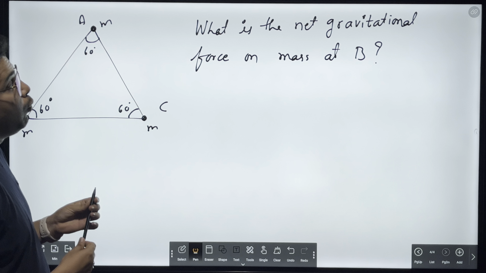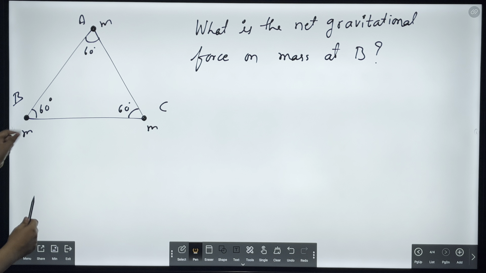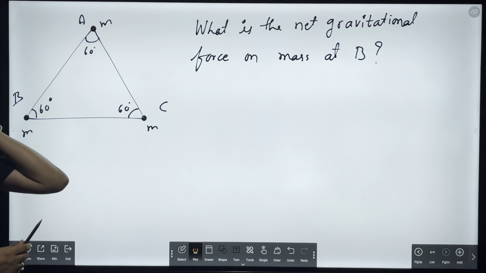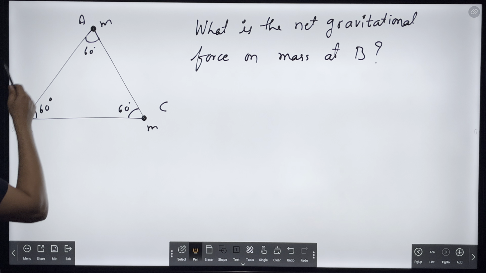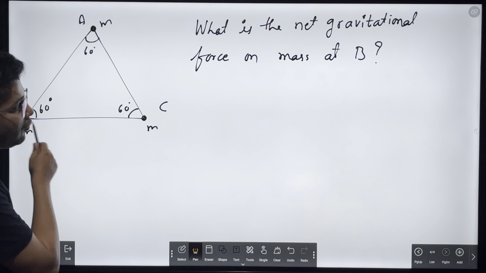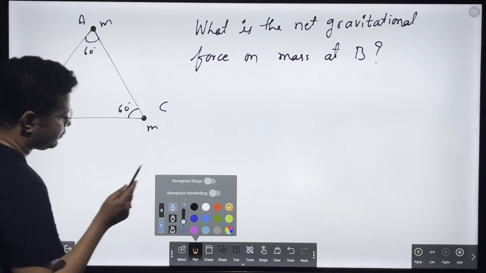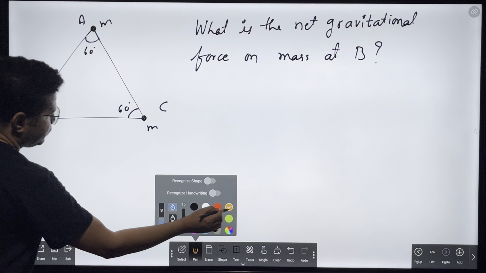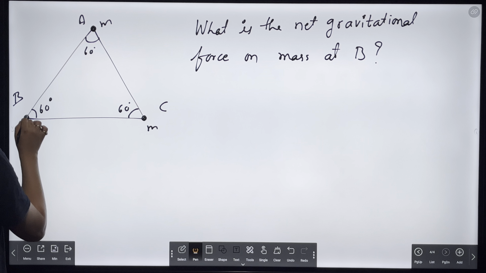What is the net gravitational force on mass at B? Here there is an equilateral triangle, three equal masses M, M, M. They are kept on the vertices of an equilateral triangle at points A, B, and C respectively. What is the net gravitational force on mass at B? See, what is the net force here?